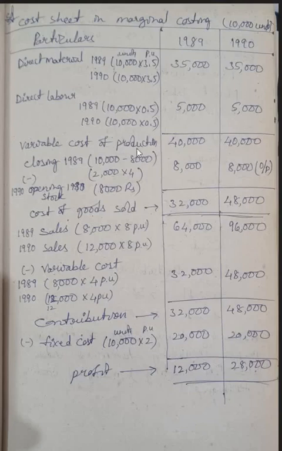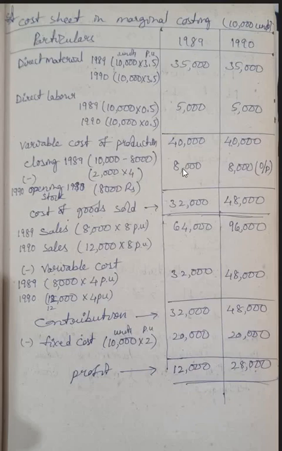In the question you can see in 1989 it produced 10,000 units but it sold only 8,000 units. Total production is 10,000 but sold units are 8,000, so the closing units are 2,000. We multiply 2,000 with 4, which is your variable cost: 3.5 plus 0.5 is 4. If you multiply 2,000 into 4 you will get 8,000 as closing stock in 1989.